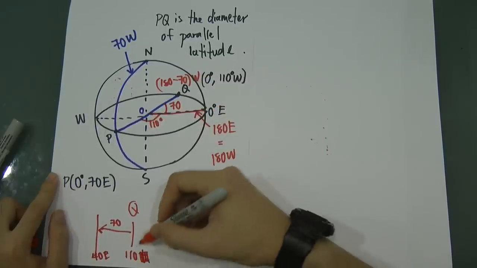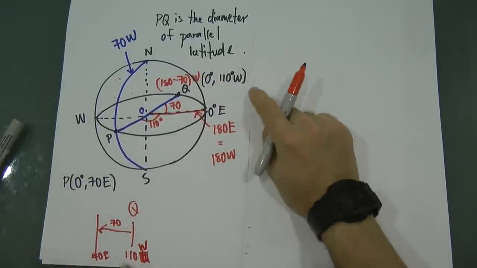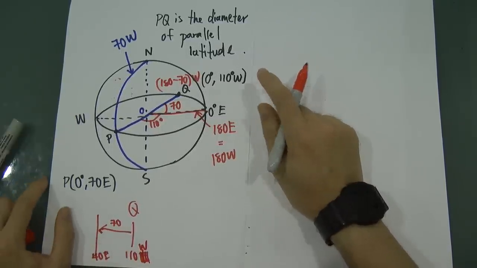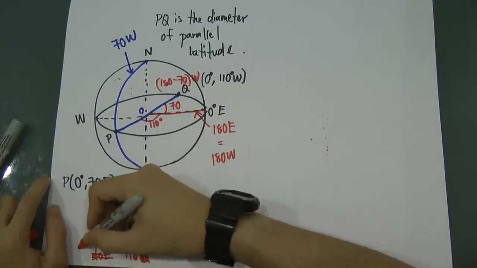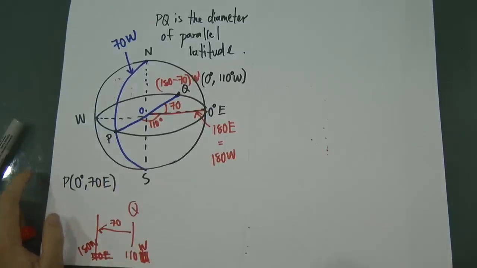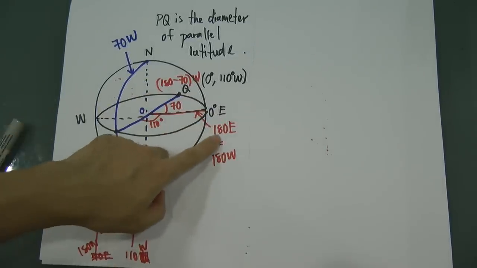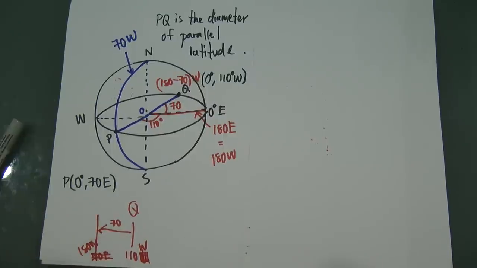Therefore, if I change this back to the west, which is the correct one, I move 70 degrees to the west, it will become 180 west. Then it will make sense, because 180 west and 180 east will be the same.